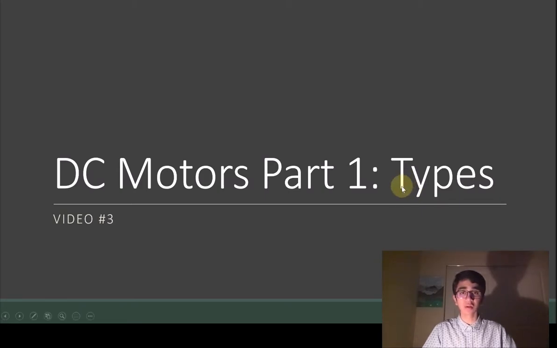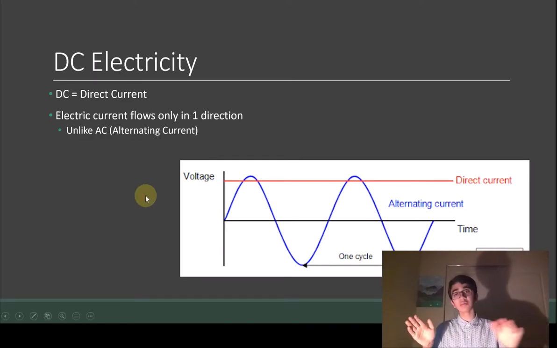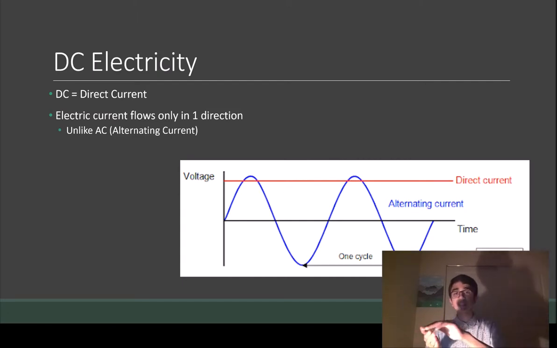Okay, so we say DC motors, right? So let's first talk about what DC means. So what is DC electricity? So there's 2 main types of electricity. One is DC, which is direct current, and AC, which is alternating current. And the thing with DC is that within DC current, electricity only flows in one direction. You have a steady 12 volts or 5 volts of voltage.